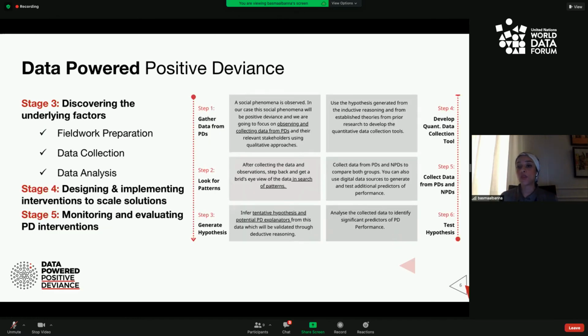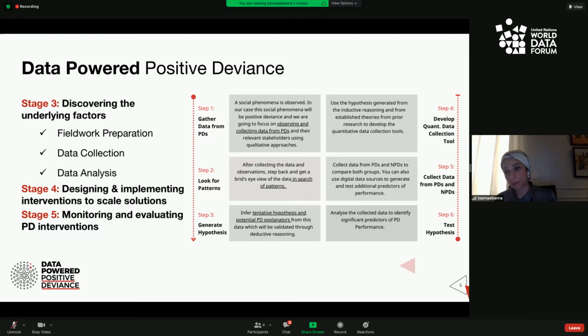The next stage would be to discover the underlying factors. So we have a fieldwork sample, we have those information-rich small sample of positive deviants where it's very likely to find those uncommon solutions. We go there and we start collecting the data.